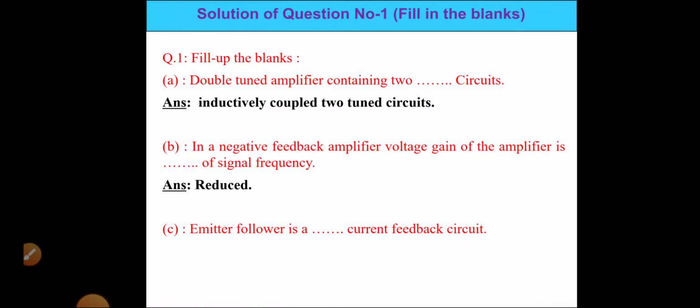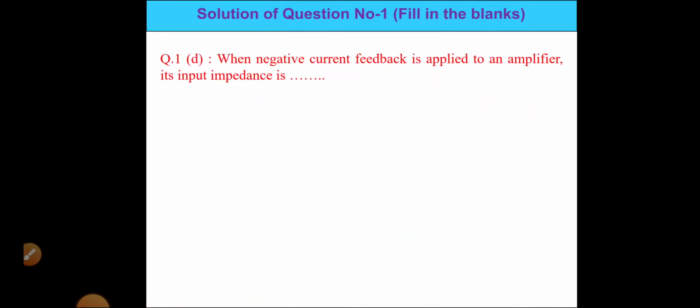Next, emitter follower is a dash current feedback circuit. So emitter follower is a case of negative feedback circuit. If you see the circuit diagram of the emitter follower, it is a negative current feedback circuit. Question number 4: when negative current feedback is applied to an amplifier, its input impedance increases. When negative current feedback is applied to an amplifier, the input impedance of the circuit increases.